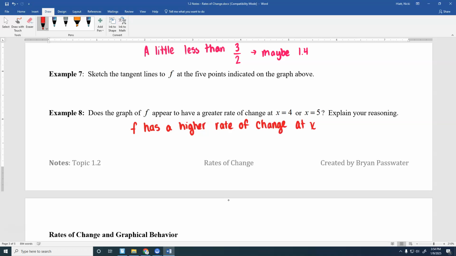At x equals 5. And for your reasoning that you're explaining, you could give a couple different reasons. You could say something like, because the tangent line has a steeper slope.